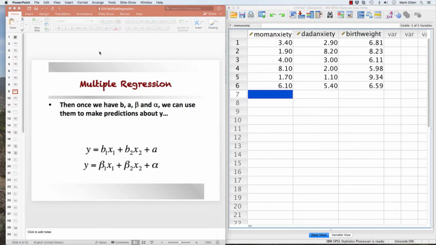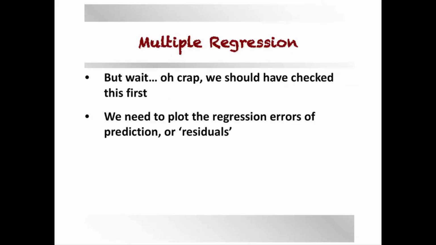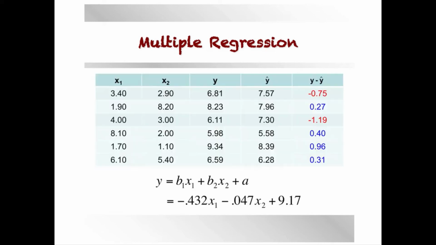And so that's where we're headed with this as we go through the notes. So what are these things? Well, oh crap, we should have checked them first. These things called residuals are the errors of prediction, or the comparison of the actual dependent variable for, let's say, family 1 versus the predicted value for birth weight for that same family.